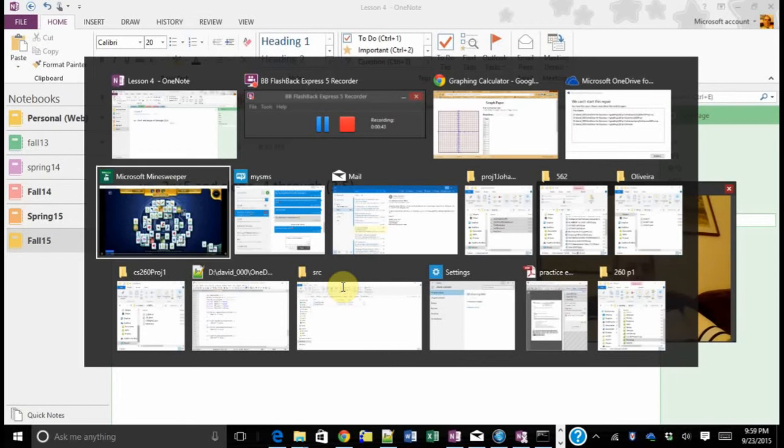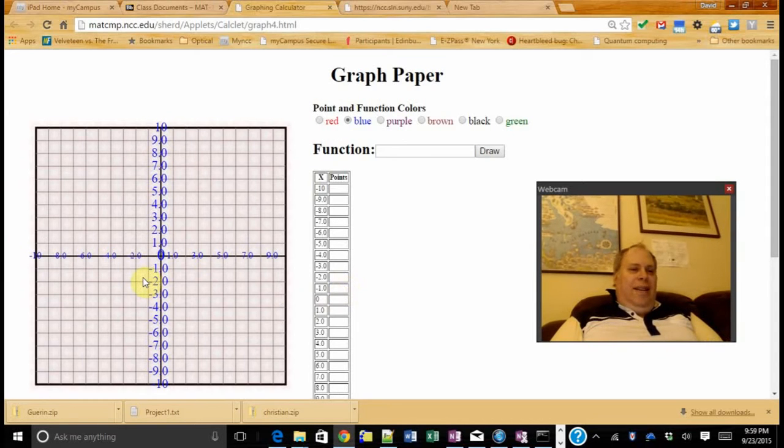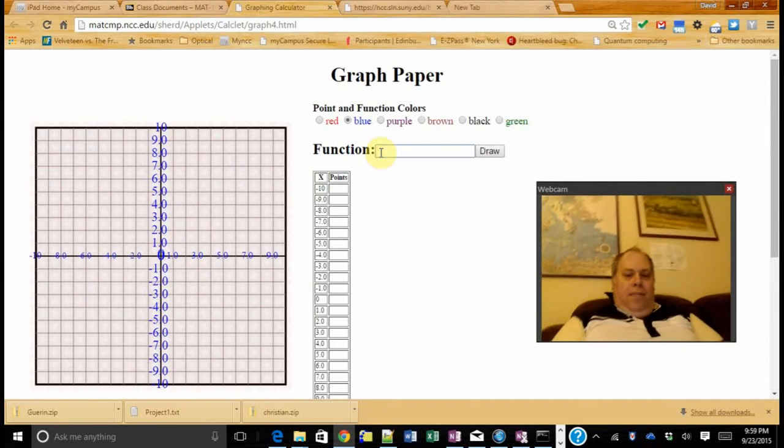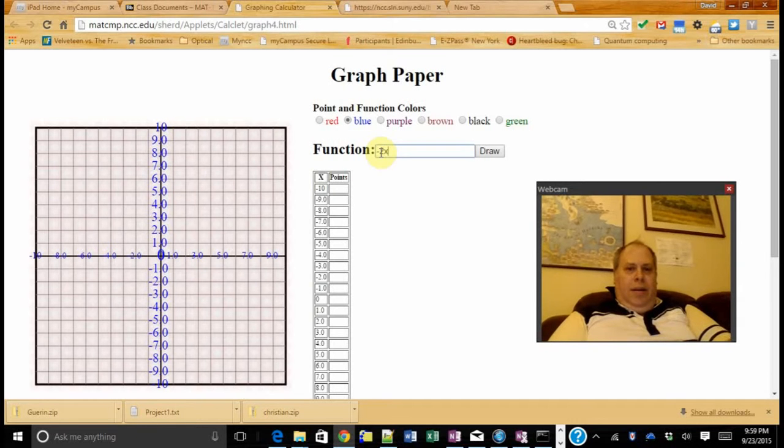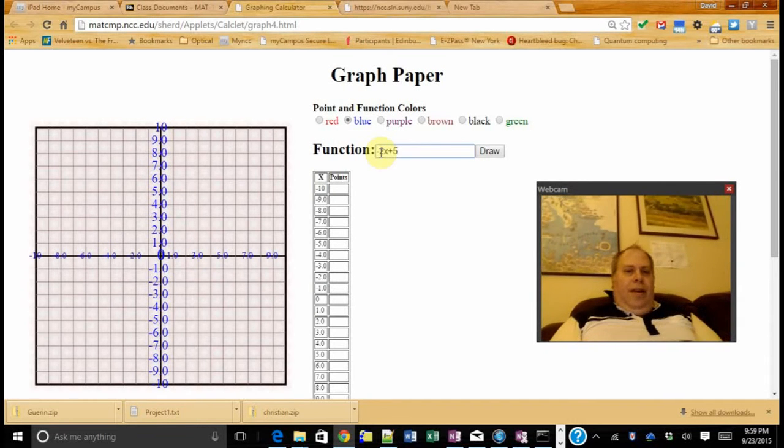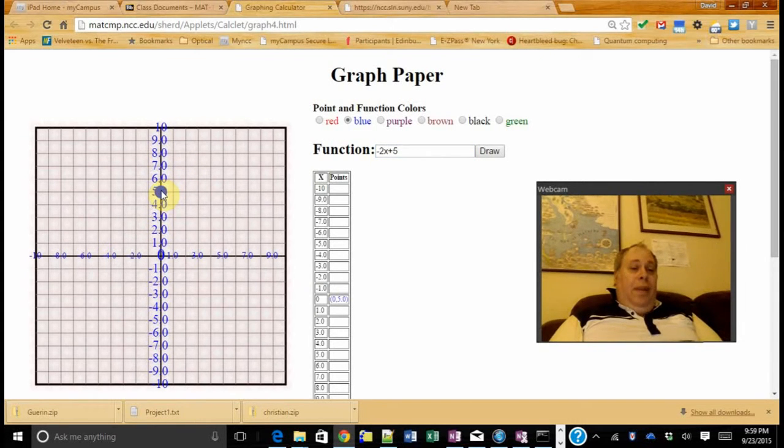So let's switch back to the graphing calculator there. It's not the best way. Okay, so whenever doing something like minus 2x plus 5, we always start by graphing at the y-intercept, 5. Now it's a negative 2 slope because of the minus 2x. So when we go over 1, we'll go down 2.